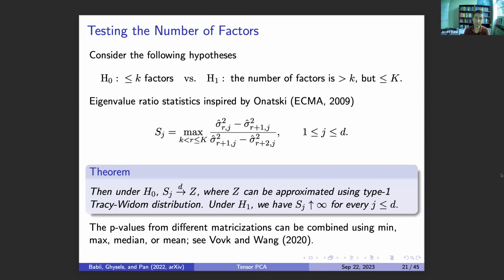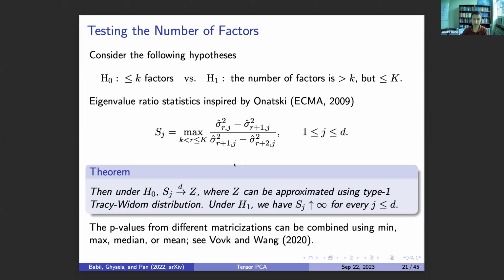Next, we also develop a formal statistical test for the number of factors. To the best of our knowledge, currently there are no formal tests in the statistical literature for tensor factor models. And here we build on the eigenvalue ratio statistics by Onatski in Econometrica. So the null is that we have at most little k factors. The alternative is that we have more than little k, but less than large K factors.